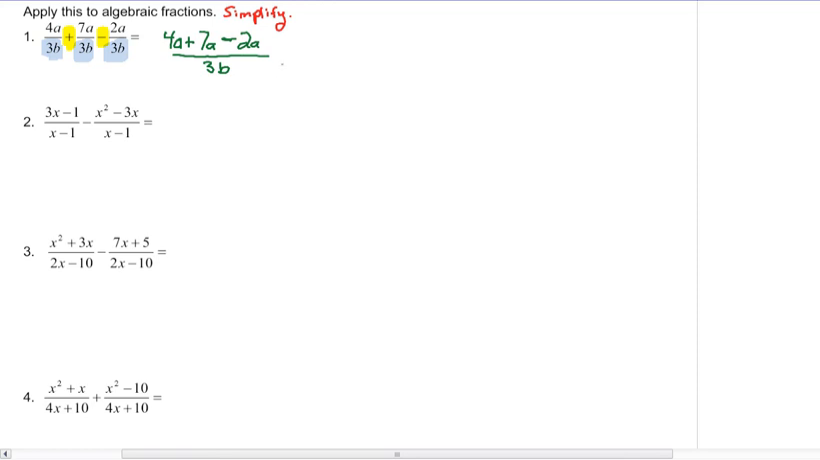Maybe you noticed that this is different than yesterday when we were multiplying. When you multiply, you just multiply across the top and across the bottom. But for adding and subtracting, you only change the top. Now when we combine all of the tops together, that'll give us 11a minus 2a, or just 9a over 3b.